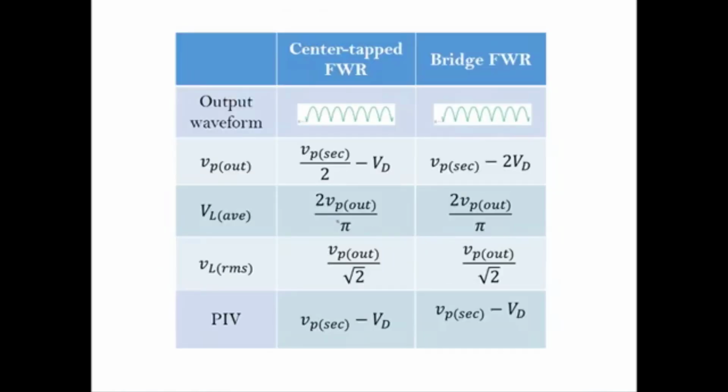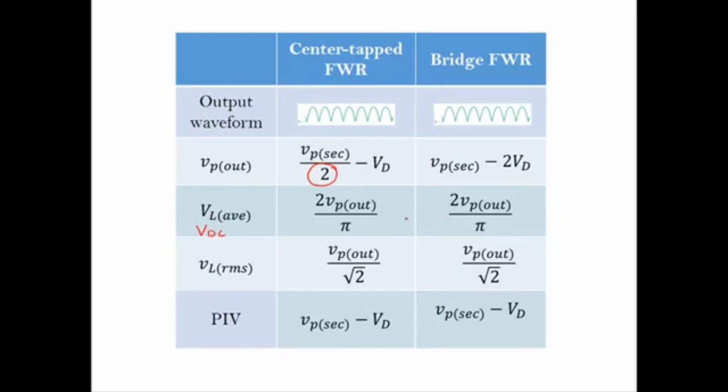Okay, this table summarizes the related equations for both full wave rectifiers. In terms of the output waveform pattern, it is the same because both are full wave rectifiers. For the VP out, you can see here for the center tap, you need to divide by 2 because this is a center tap. And for the bridge, there will be a 2 times voltage drop because there are 2 diodes for every current path.